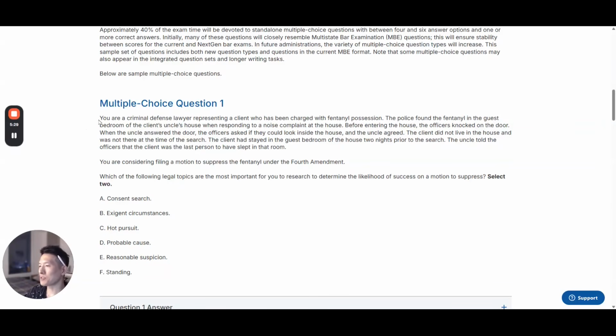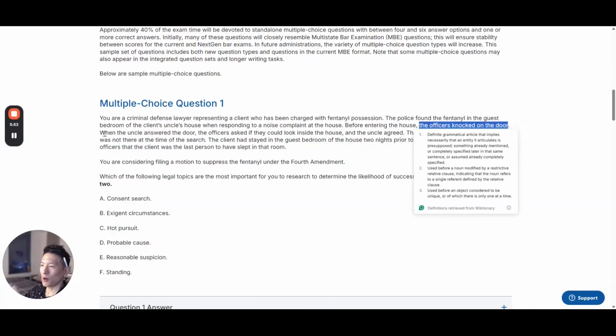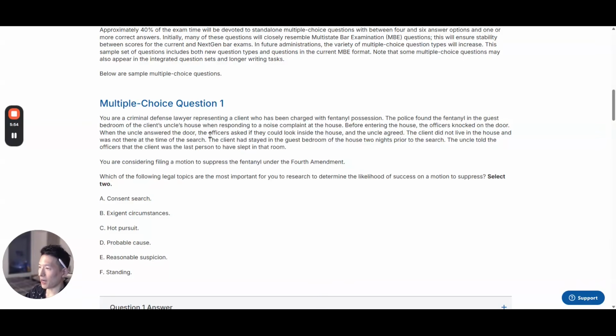Let's take a look. So you are a criminal defense lawyer representing a client. So you don't have to think about this too much. This is just kind of giving you background context. The police found fentanyl in the guest bedroom of your client's uncle's house when responding to a noise complaint. When the uncle answered the door, the officers asked if they could look inside the house, and the uncle agreed. If you're sort of familiar with crim pro, this is third-party consent searching. The client did not live in the house.